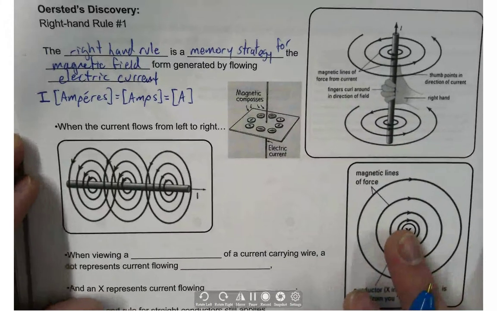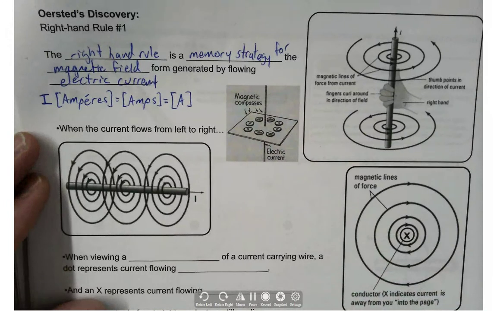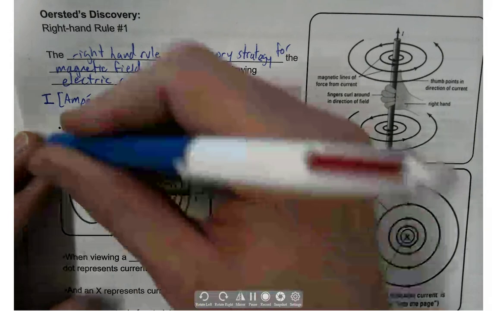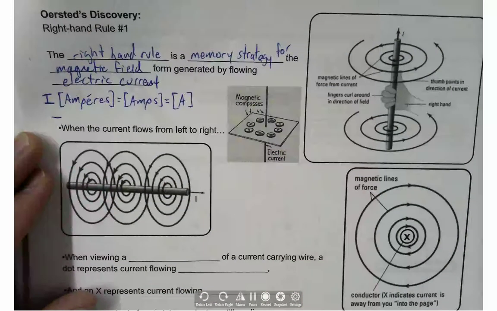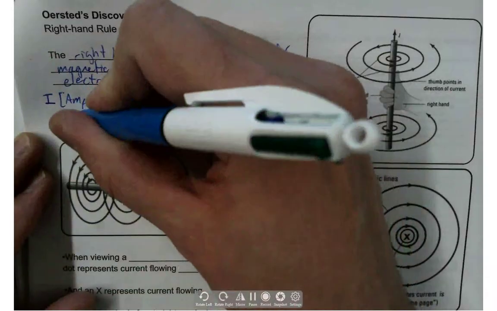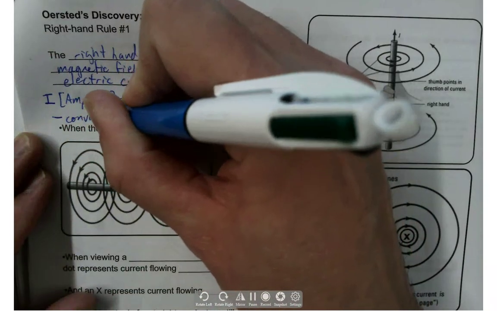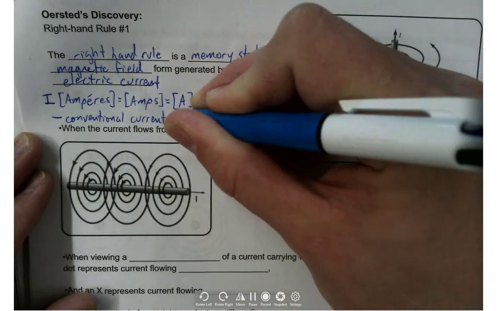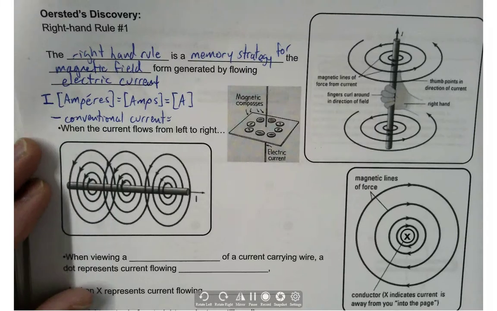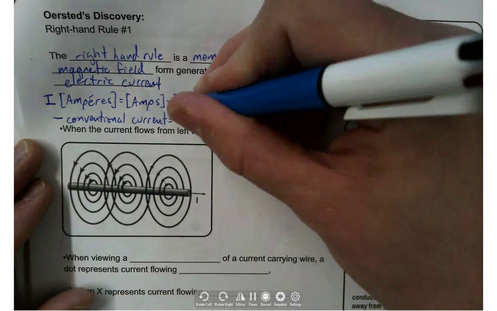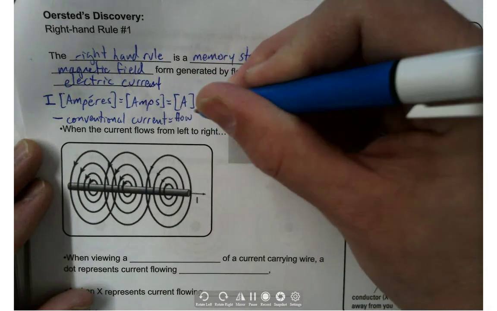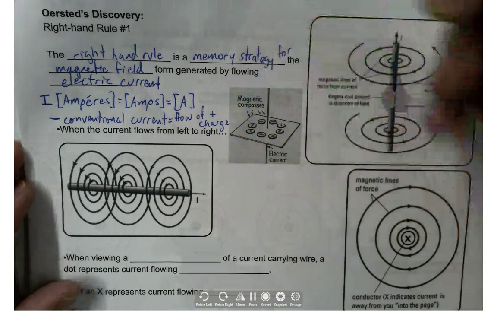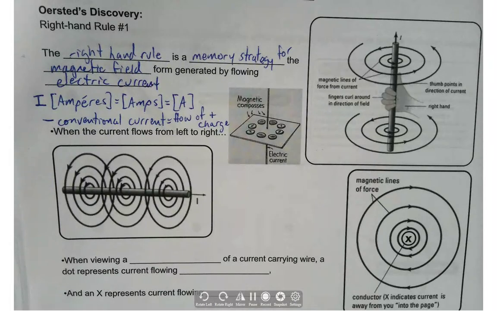Now, one of the things that I like to talk about when I teach grade 9, but I'll make sure that we hit it here. When we talk about current flow, there's conventional current flow. Conventional current equals flow of positive charge. Now, of course, that's a lie. Positive charges aren't mobile. It's negative charges that are mobile.